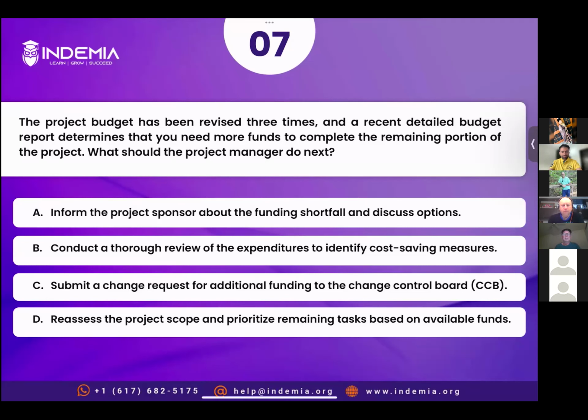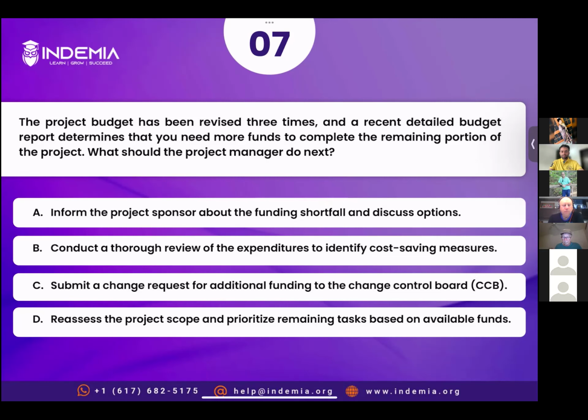Okay, let's read the question. It says the product budget has been revised 3 times and a recent detailed report determines that you need more funds to complete the remaining portion of the project. What should the PM do next? Okay, remember, one of the PMIsms or takeaways: always go for the option that does evaluation and assessment. Please keep it in your mind. First assessment, then you will be doing the rest of the things, okay? And which assessment? Assessment where you talk about alternatives.